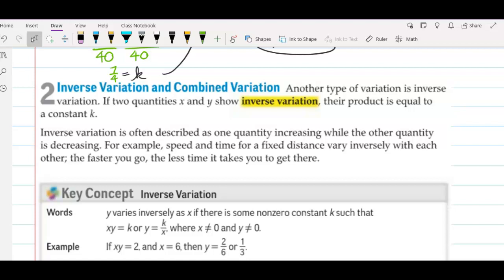For example, the speed and time for a fixed distance vary inversely with each other, meaning that the faster you go, the less time it takes for you to get there. So the speed goes up, the time it takes you to arrive goes down.